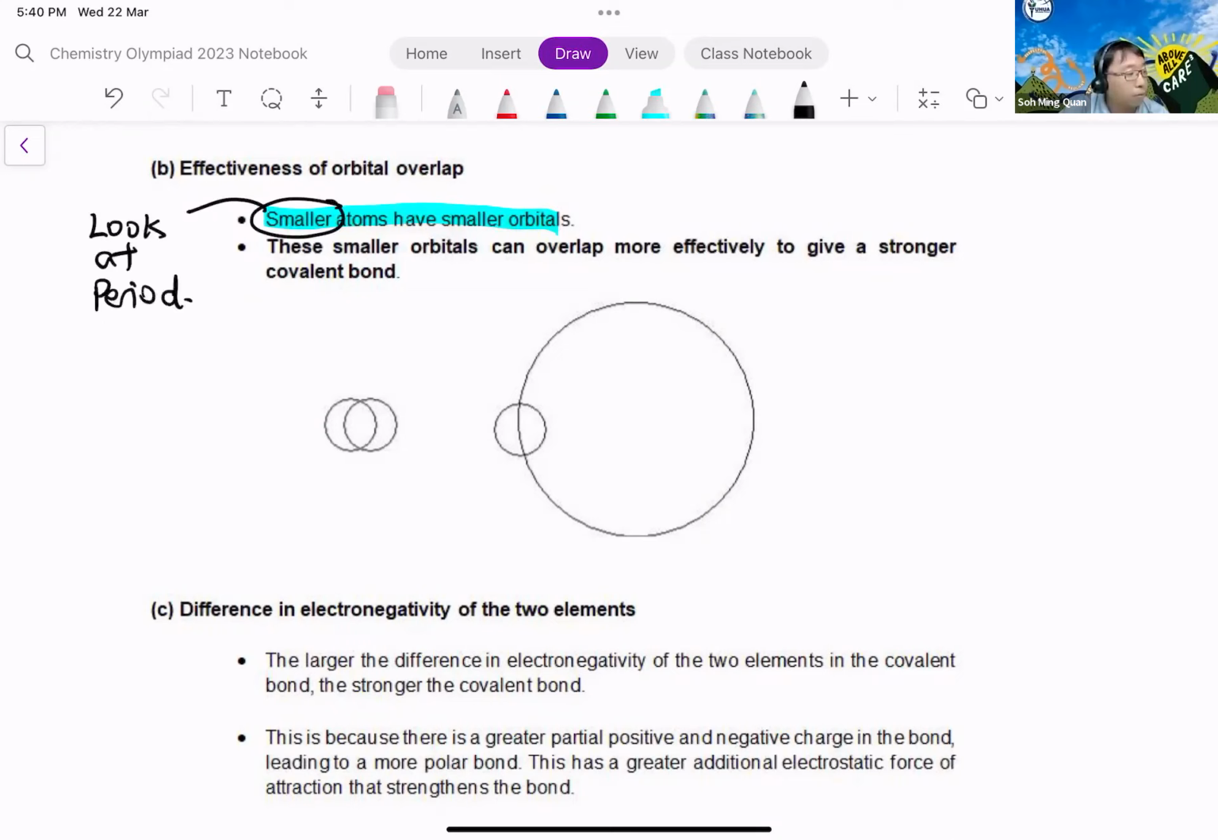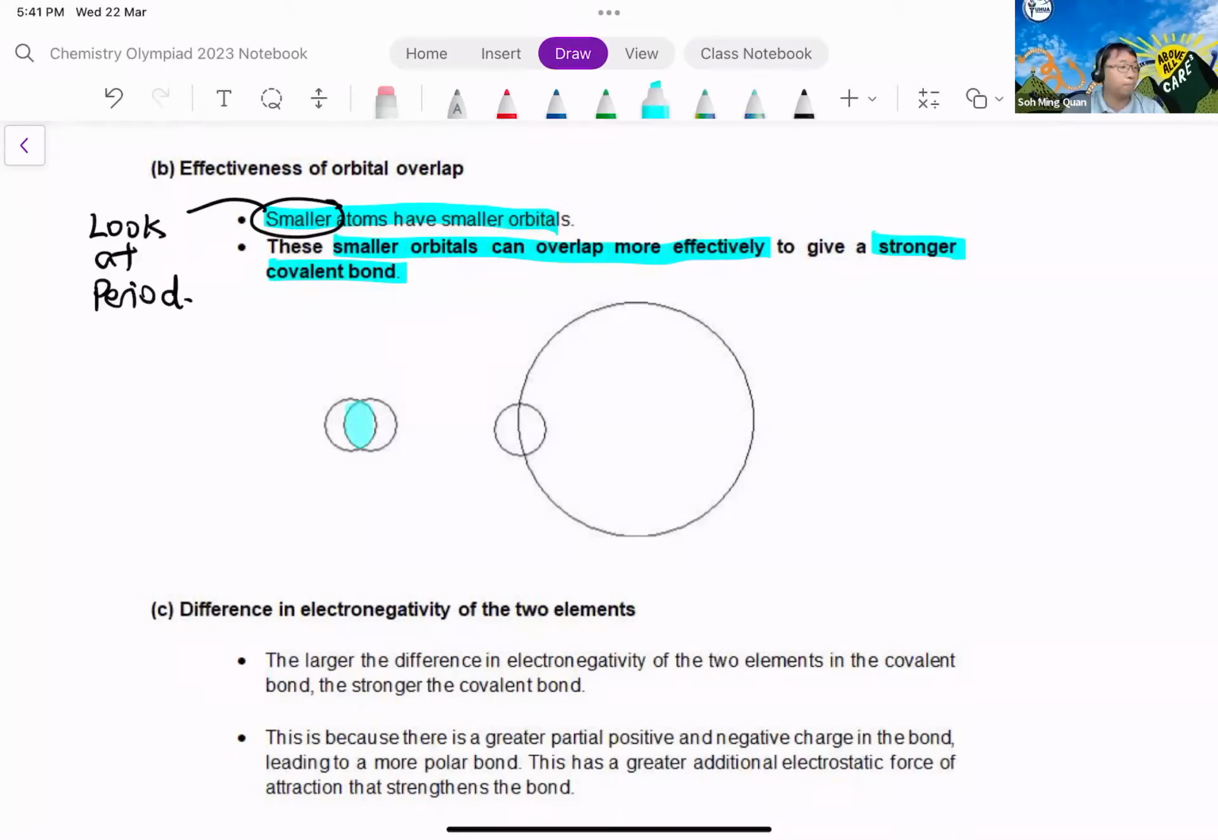When you go to the periodic table, you can find the periods from left to right. Period 1 is smaller than period 2, period 2 is smaller than period 3, and so on. So the smaller atoms have smaller orbitals, and smaller orbitals overlap more effectively, and so the covalent bond is stronger. How do I know it's more effective?